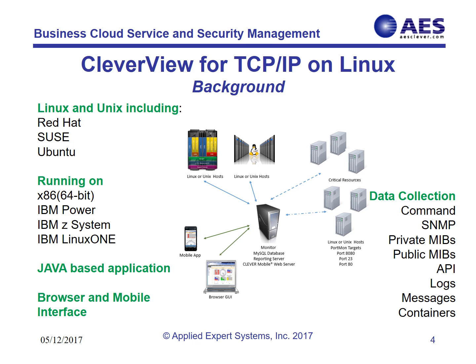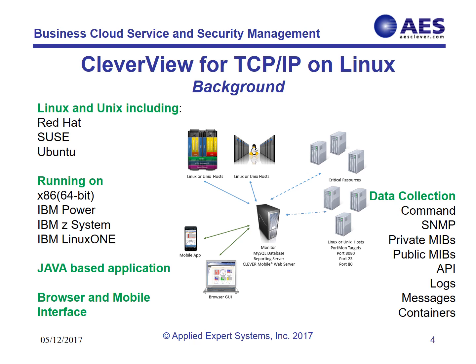CleverView for TCP/IP on Linux provides comprehensive monitoring with a straightforward architecture and easy-to-use navigation. Support is provided for a wide variety of Linux and Unix servers, with the most often used servers listed: Red Hat, SUSE, and Ubuntu. The hardware base includes the often overlooked Z system and IBM Linux 1. Utilizing industry standard Java applications and common interfaces of web and mobile, this provides a very portable and easily supported environment.